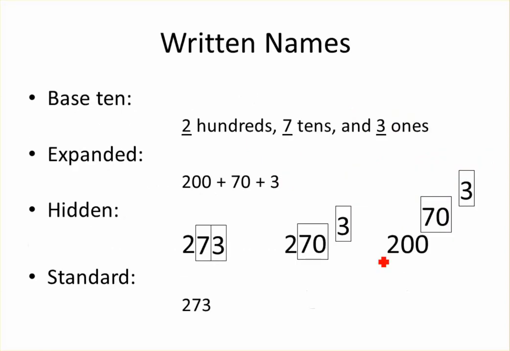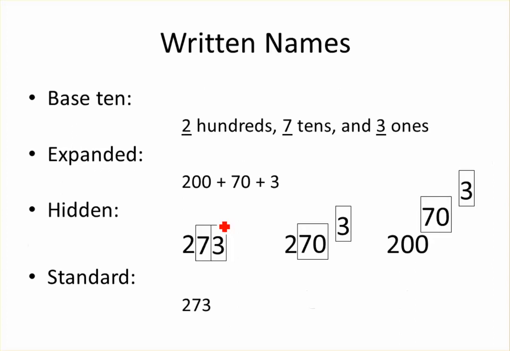Another type of representation is written names. And so connected to that base 10 language, we can write down the numerals 2 hundreds, 7 tens, 3 ones, and kids can think about what that means and try to make connections to an expanded notation form. Instead of writing 273 in the standard way, we can write 200 plus 70 plus 3. And now they're thinking about how this represents 2 hundreds, this 7 tens, and this 3 ones.